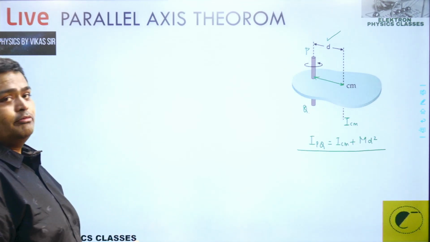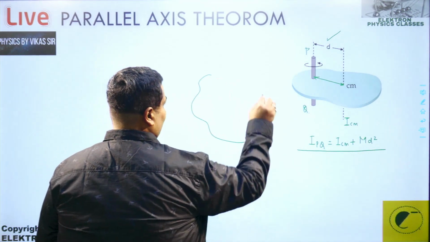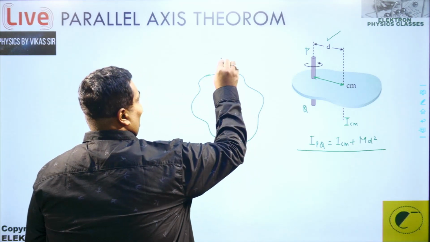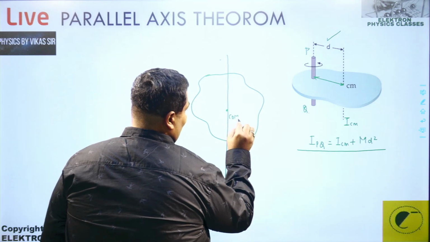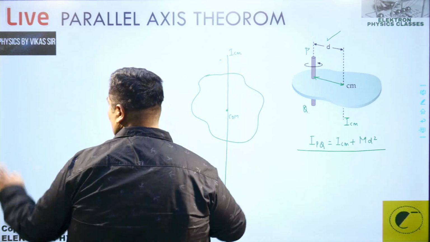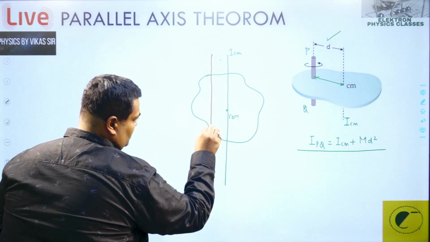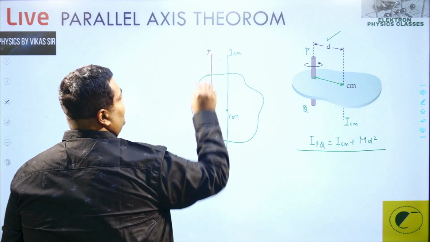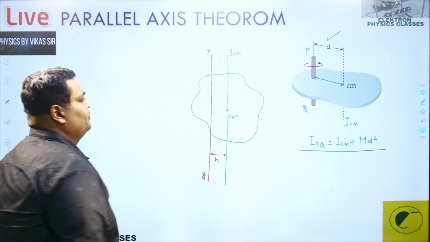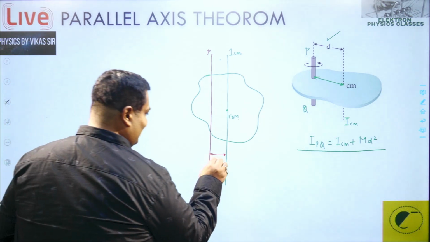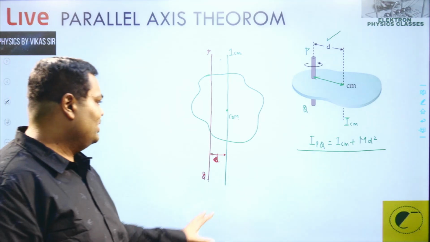Now you will be asking, where does it come from? So let me show you. Let's consider this as a rigid body and this as your center of mass. So this is your center of mass axis. And I have another axis which is parallel to this. So let's label this as the PQ axis, and the distance between them as h. Like this. Or in this case it is d. So I can take this as d. Anything, d or h, whatever it is. Some books write h, some books write d. We are labeling d over it.